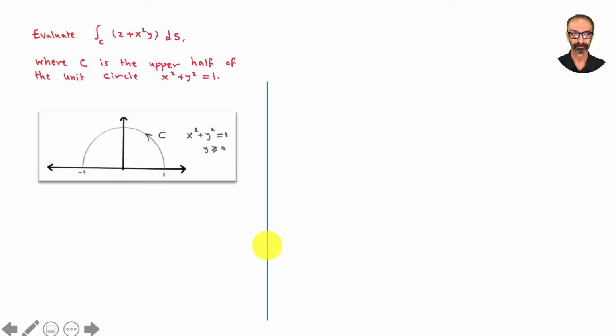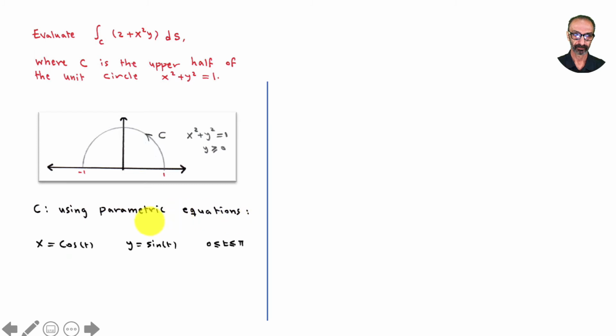Here's an example. Evaluate the line integral of 2 plus x squared y ds, where C is the upper half of the unit circle described right here on the top half, as you could see. Using parametric equations, we're going to write x as cosine t, we're going to write y as sine t, and we're going to go from 0 to pi, for the angle or for t.